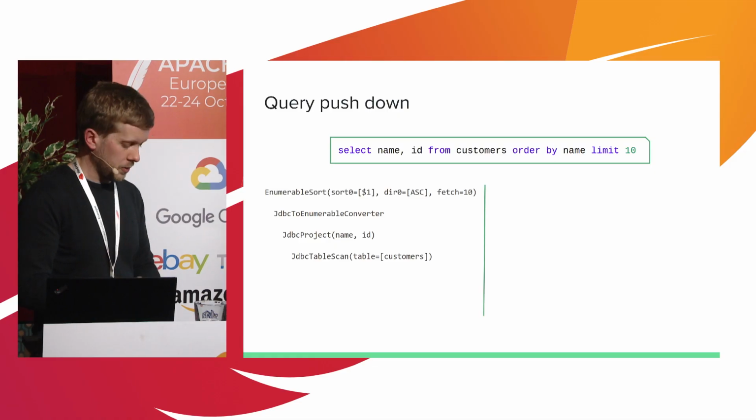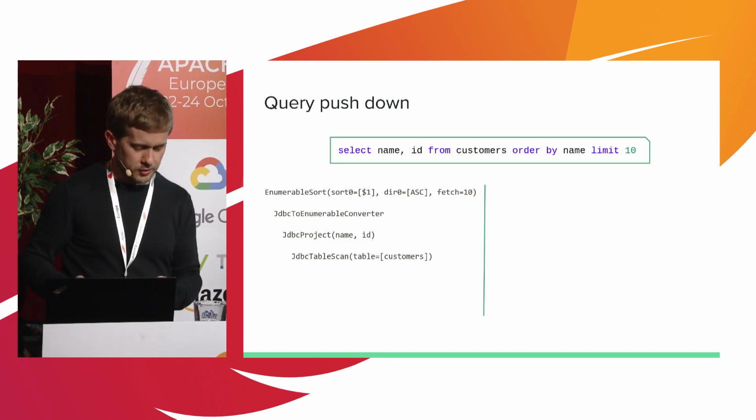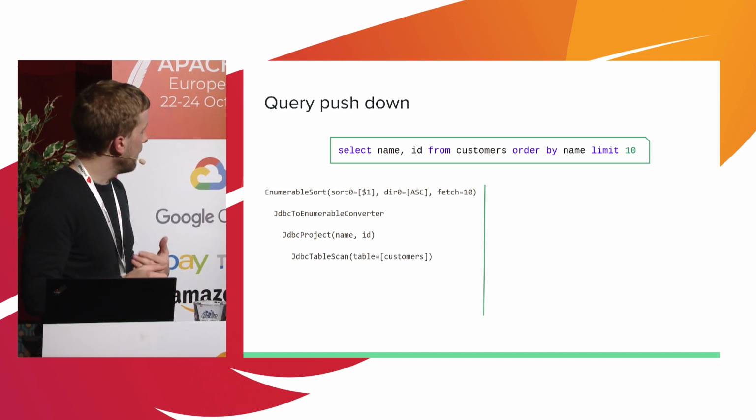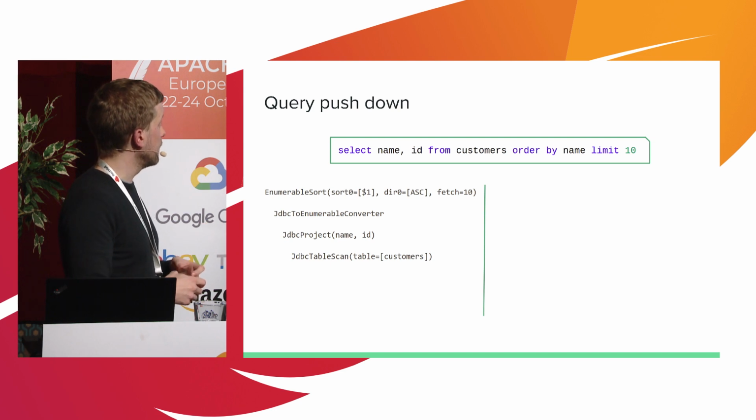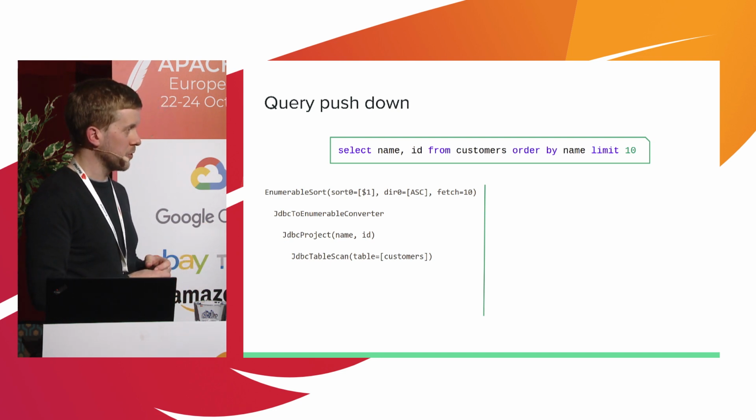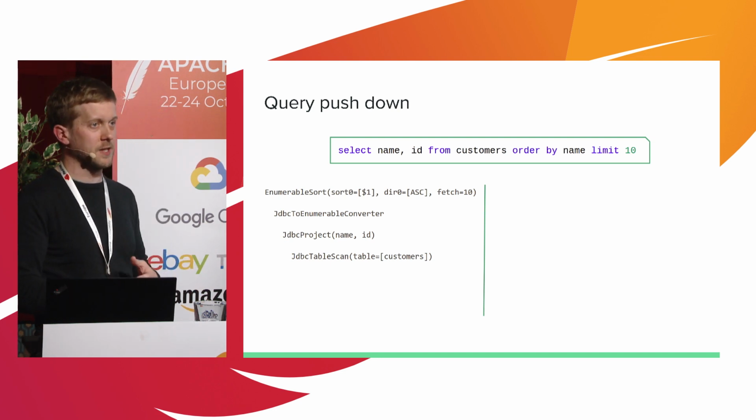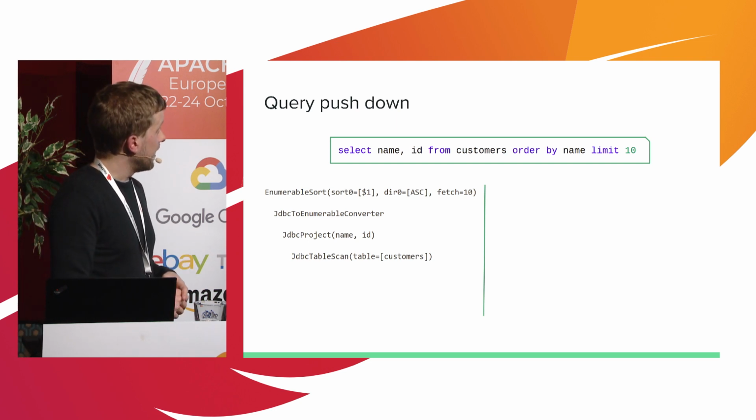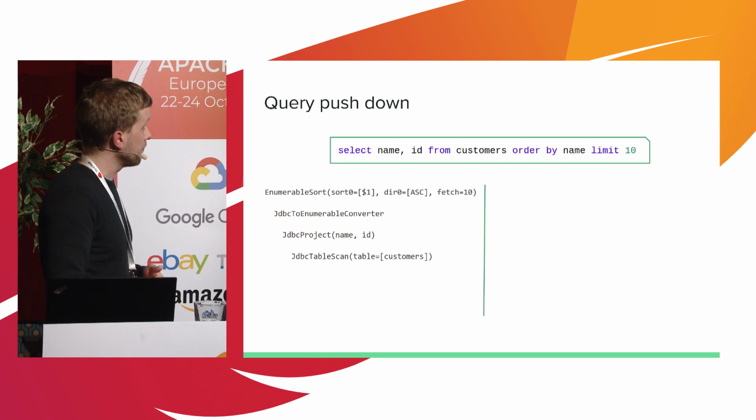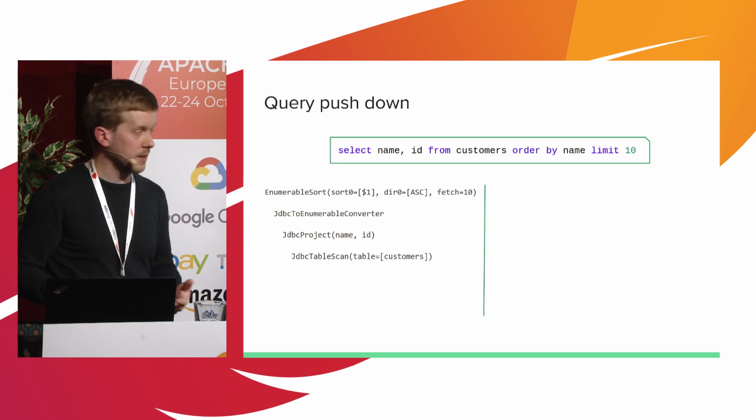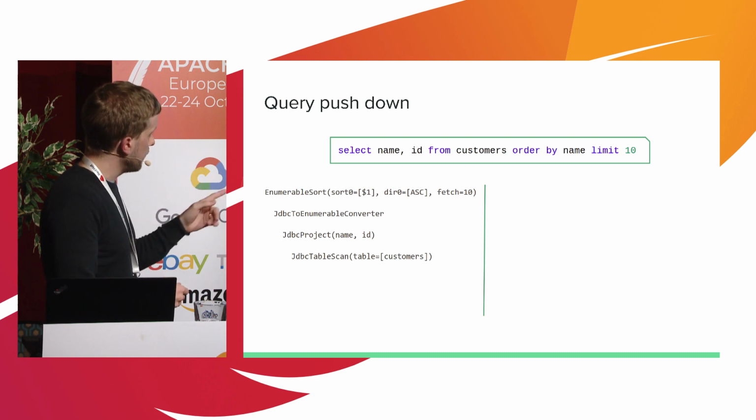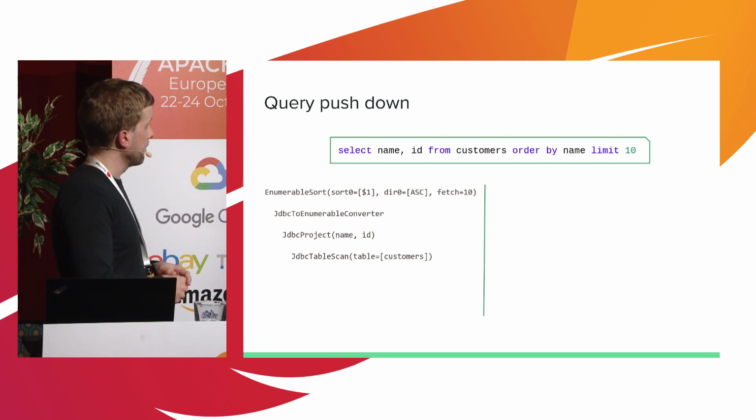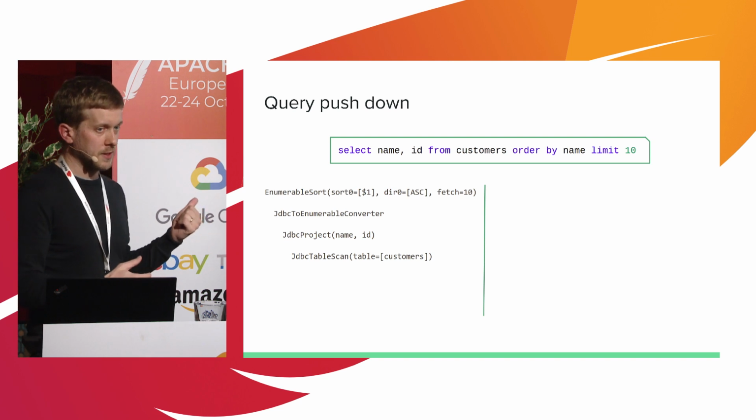We'll get into the numbers in a second, but let me briefly mention query pushdown first, because it's important to understand what that is. Probably a lot of you know what that is already, but just in case. Let's say we have a query. We're selecting from customers, doing some ordering there, and then we're just getting a limit. If you convert this into a Calcite plan, it will look something like this.